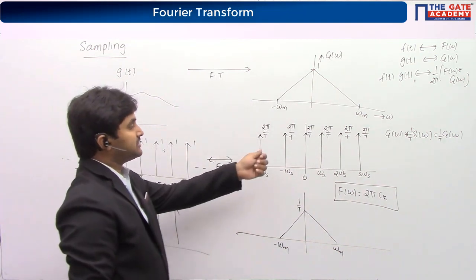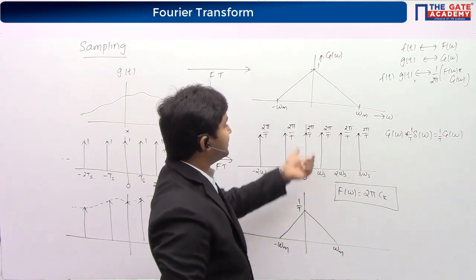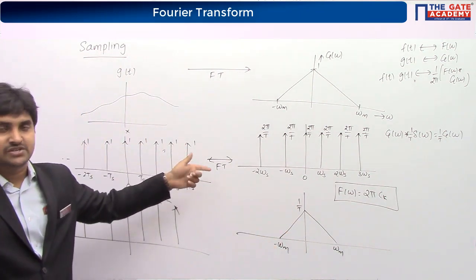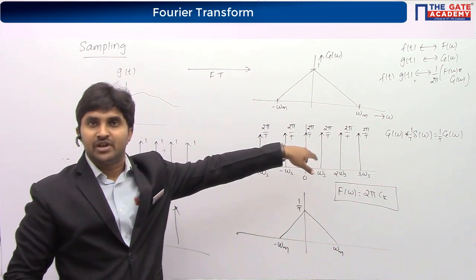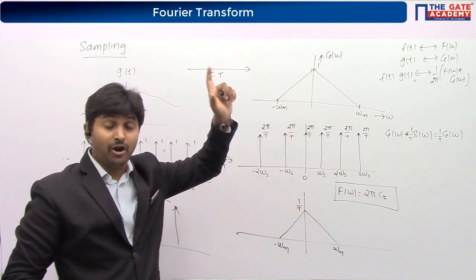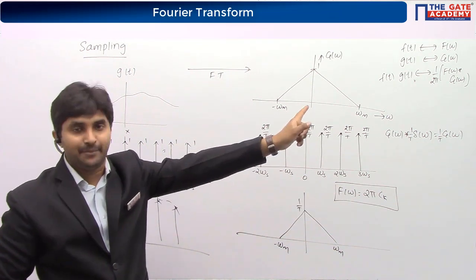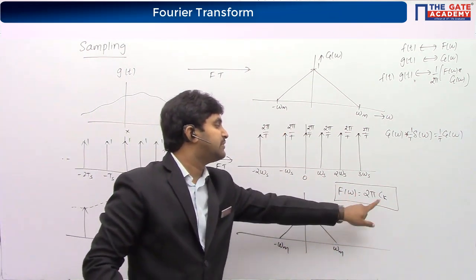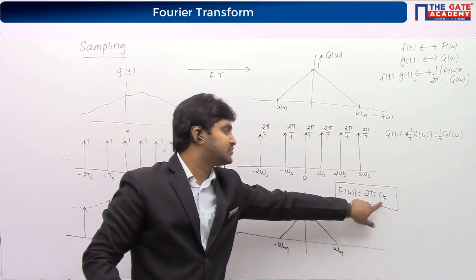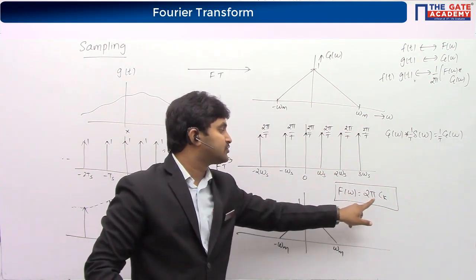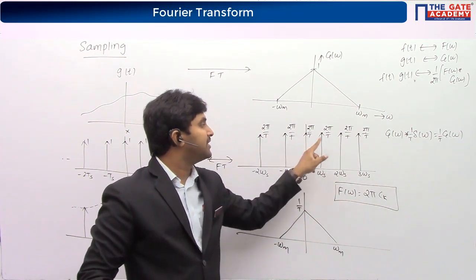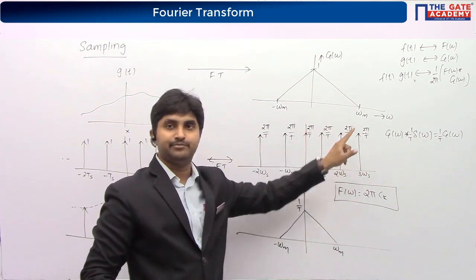How is the area of the impulse 2 pi by T? It is because when we considered the Fourier series of a train of impulses, we got A by T. A in this case is 1, so it is 1 by T. But we are not taking the Fourier series, we are taking the Fourier transform. The relation between the Fourier transform and the Fourier series is that if you already know the Fourier series, which is 1 by T, the Fourier transform is going to be 2 pi divided by T. So every impulse is going to have the area 2 pi by T.